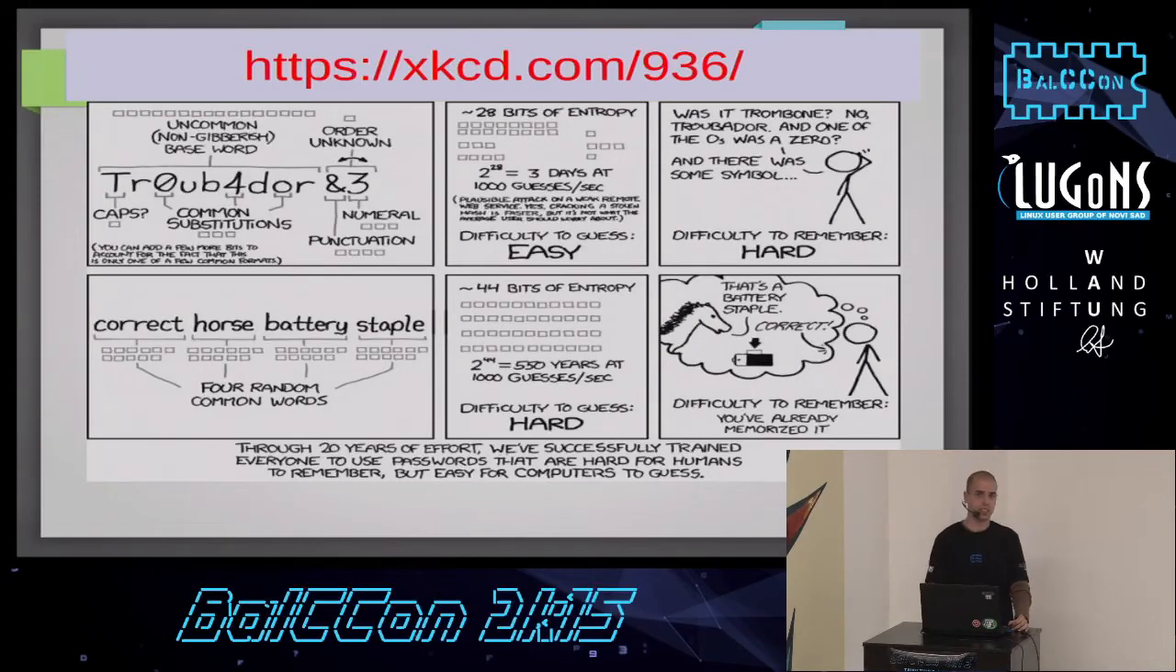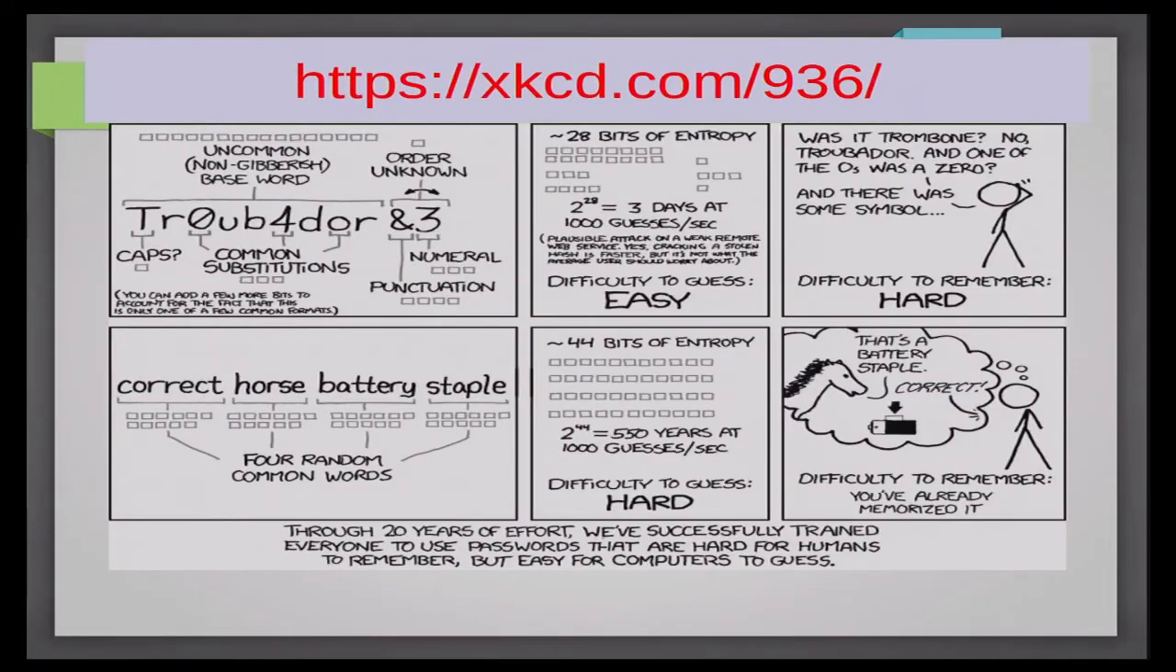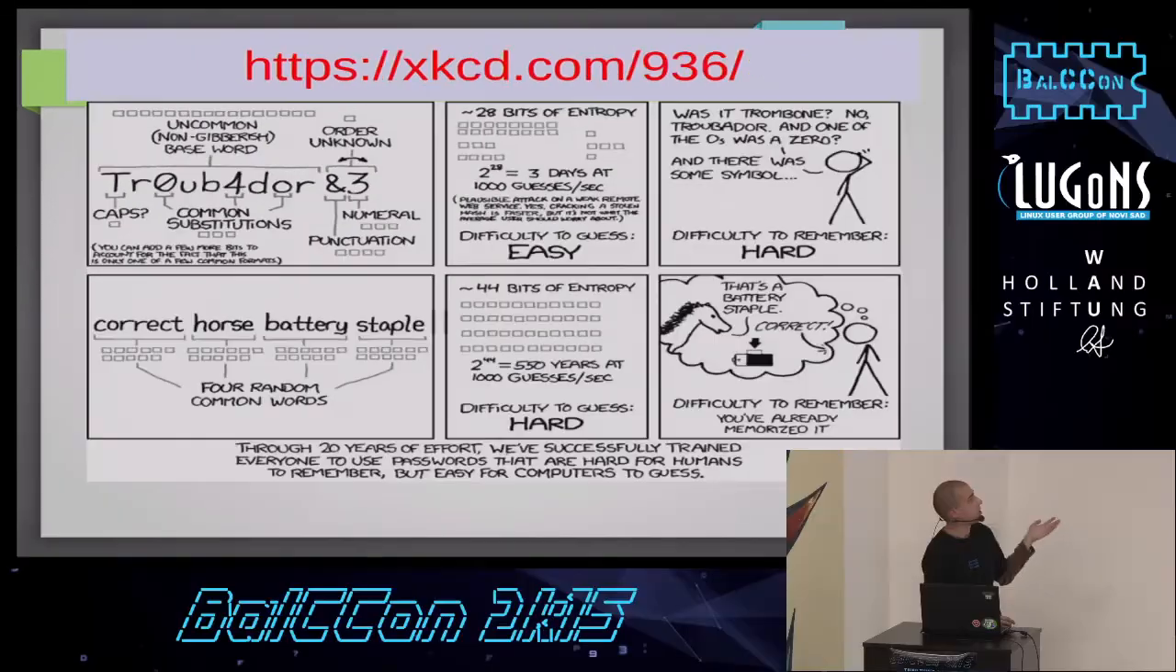Yes, this is the famous XKCD. It actually explains quite well what we just talked about, even though the math behind it in the middle slides is not good. Correct horse battery staple for random common words. On the contrary, you have a password that has 13 characters. Yeah, it has numbers, uppercase letters, lowercase letters, special characters, and he replaced A with 4 and O with 0 and stuff like that.